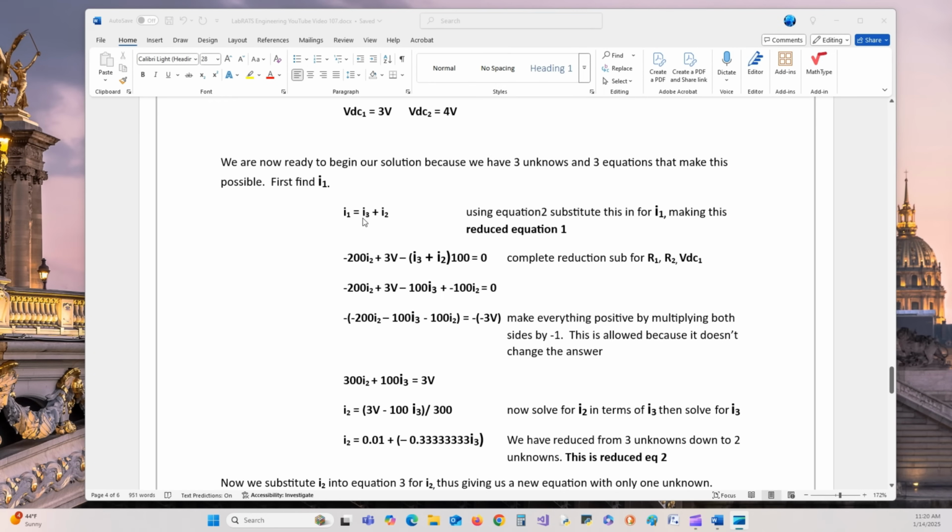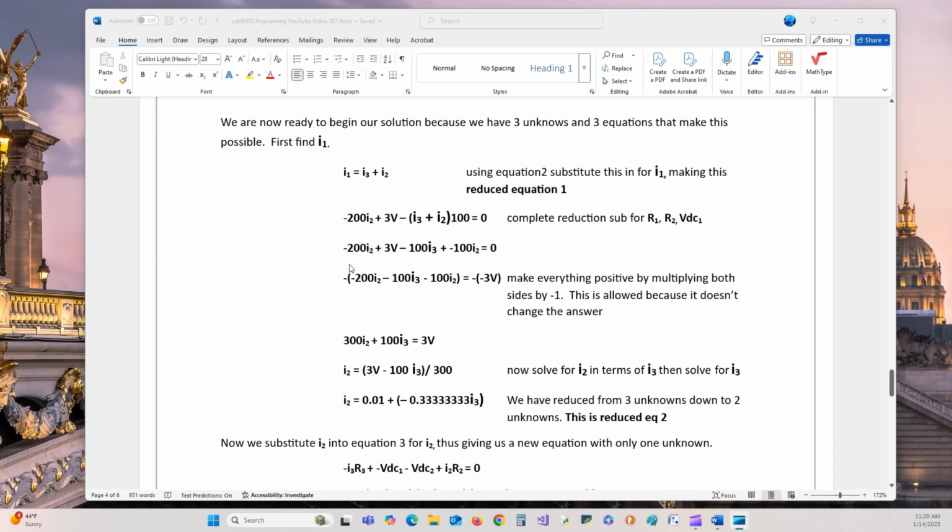First, we must solve for I1 in terms of I3 and I2. So that's simple. You just bring I3 plus I2 to the right of the equal sign. Using equation 2, substitute this in for I1, making the reduced equation 1. So substituting this right here for I1 reduces to negative 200 I2 plus 3 volts minus 100 I3 minus 100 I2 and negative 100 I2. Reducing further creates this equation.